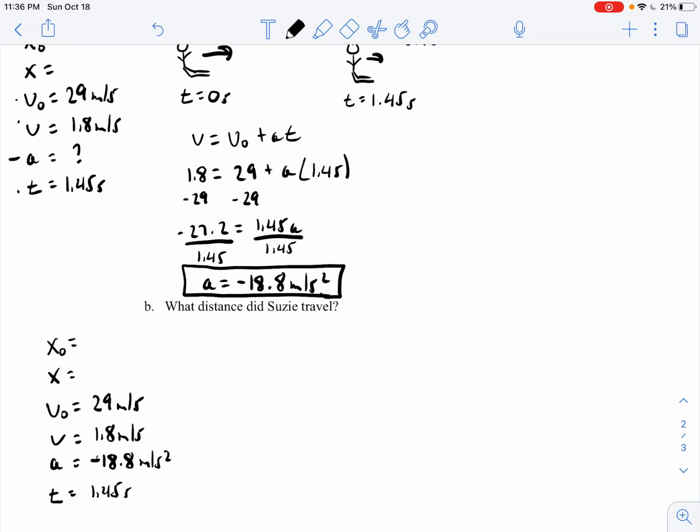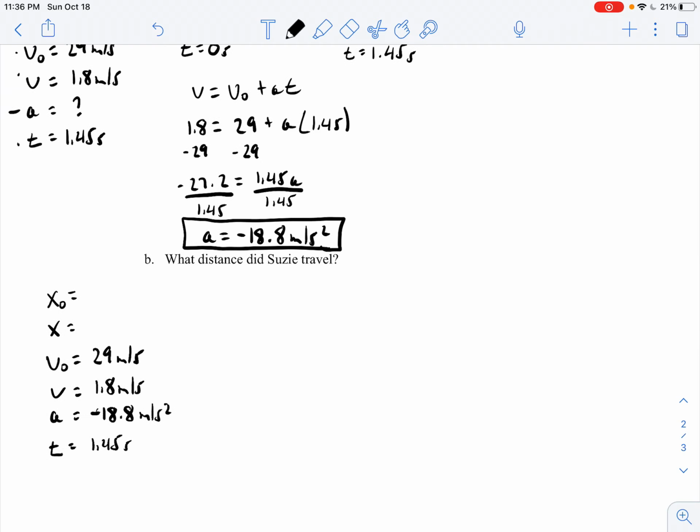So our job is to figure out what distance Susie traveled. Now, one final assumption we can make is we want to know the distance we've traveled. So the easiest way to find distance is we'll just say we start off at a position of 0 meters, and then whatever our final position is will be equal to the distance we've traveled. So again, as I take a look at this information we have here, we know everything except our final position.